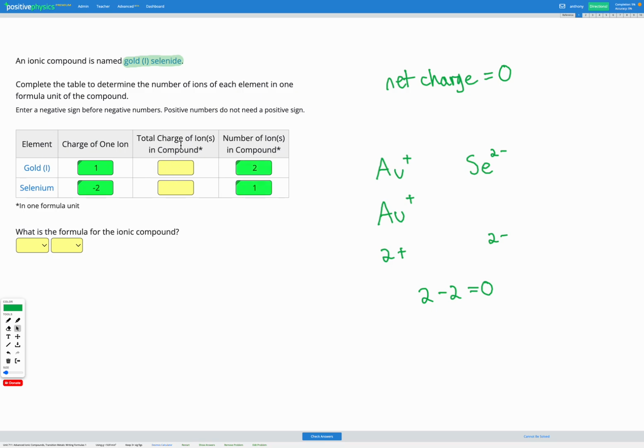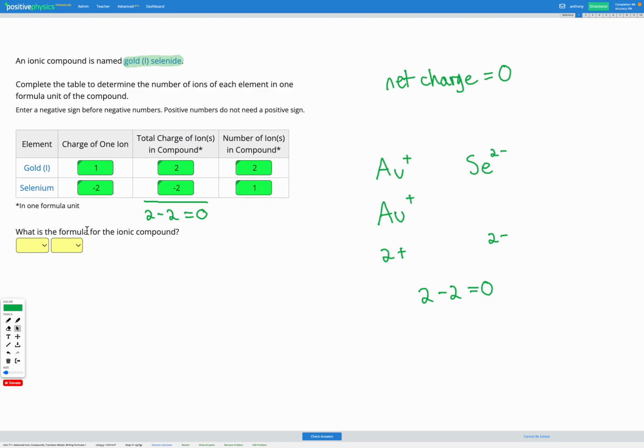And to just check, let's find the total charge of those ions. So we had 1+ for our charge on the gold, and we had 2 of those. So that's going to be +2 for the total charge of the gold ions in the compound. For selenium, we have -2 charge, and we only have 1 of those. So -2 times 1 gets -2 for the total charge of the selenium ions. So let's just check. 2 minus 2, that is 0. So the net charge is going to be 0. We can tell we've done it correctly.